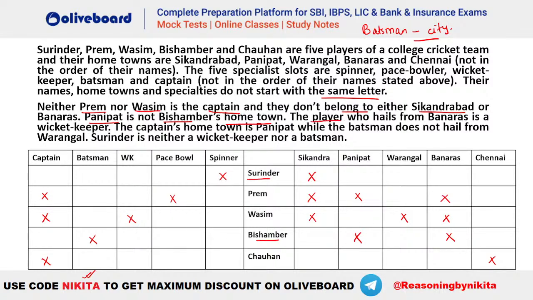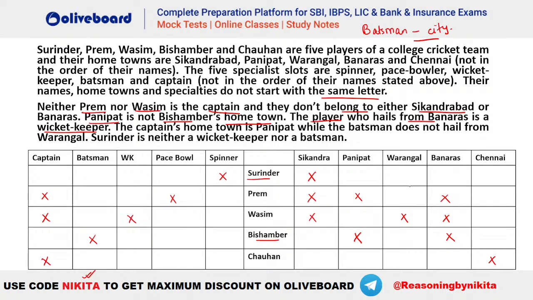Similarly, the player who hails from Banaras is a wicket keeper. So Banaras and wicket keeper has to be a tick, right? That is, the person from Banaras should be wicket keeper. That means somebody who is not a wicket keeper should not be a person from Banaras.